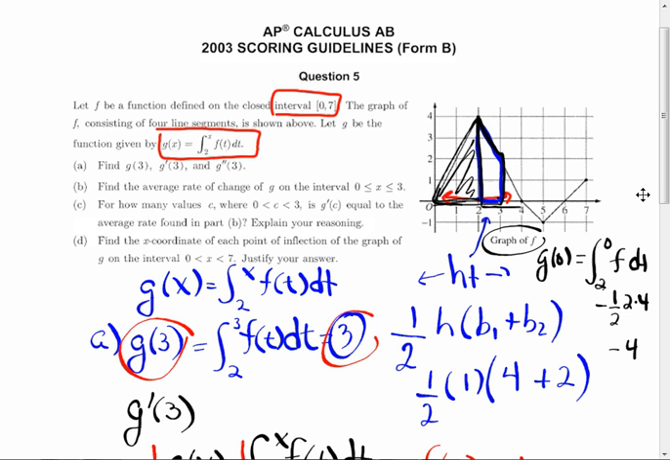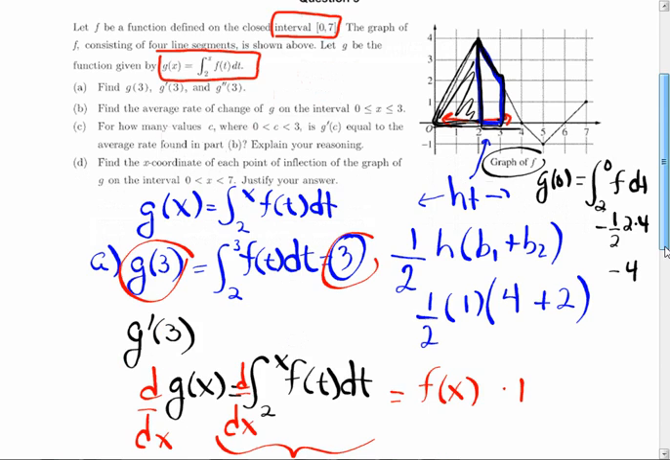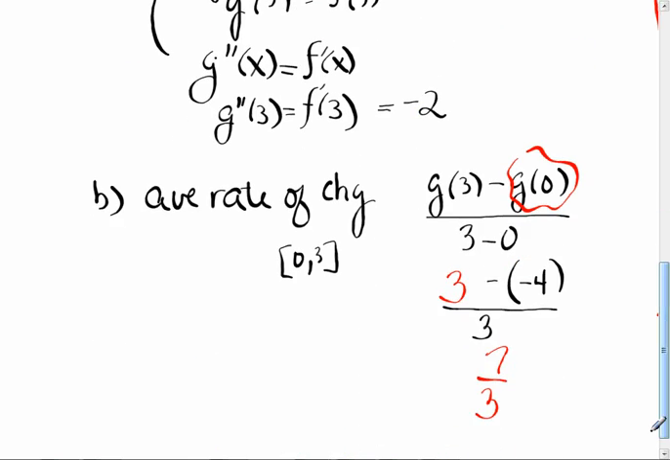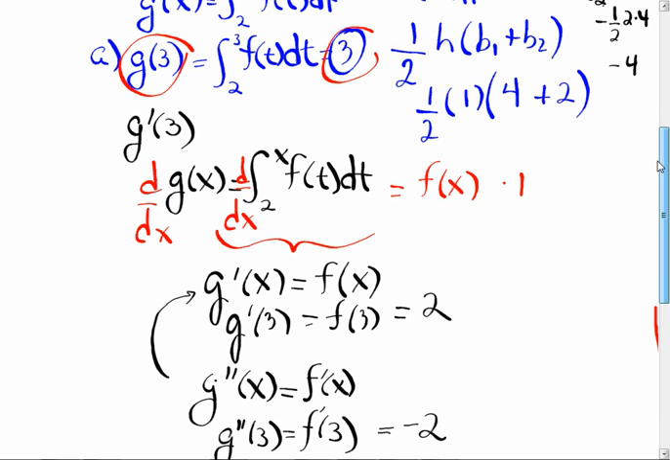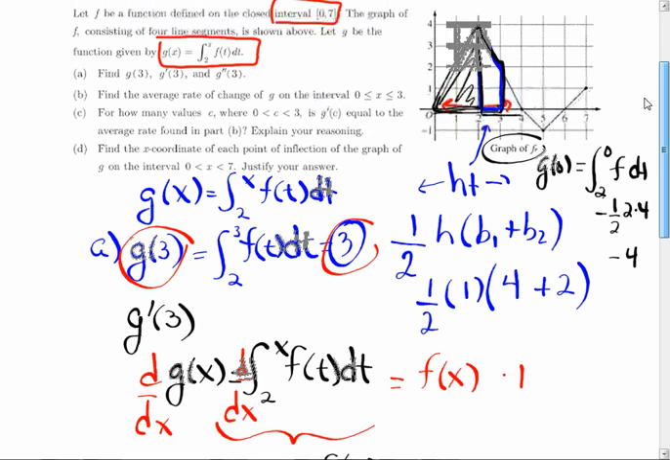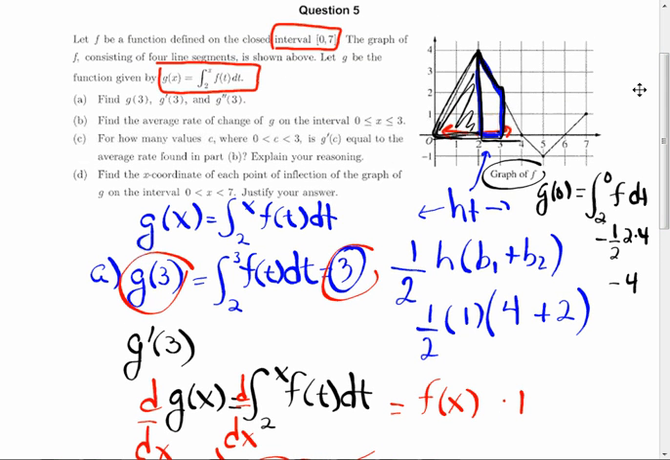And G prime is f of x. So I want to know how many times f of x is equal to 7/3, because this is G prime of x. That's 2 and 1/3, right? Where's 2 1/3? How many times does that intersect? Twice. There's two values, this value and that one.